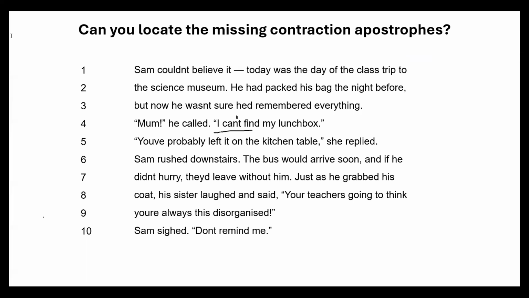All right. Let's go to Thomas. Thomas, can you give me another example? Couldn't. What line is that, Thomas? The first line. Well done. And Thomas, how would I read this had it not been contracted? Sam couldn't believe it. Hold on, Thomas. That's what it already says. But if I didn't contract it, could not. Perfect. Very good. Sam could not believe it. Sam couldn't believe it. They are exactly the same thing, aren't they?